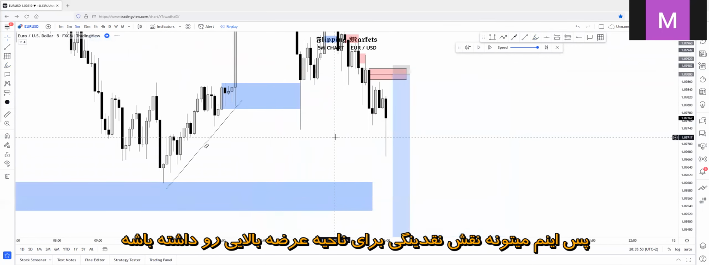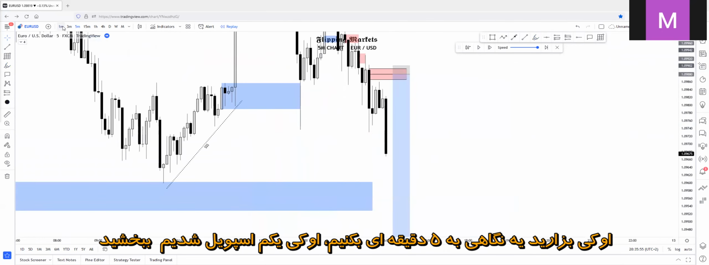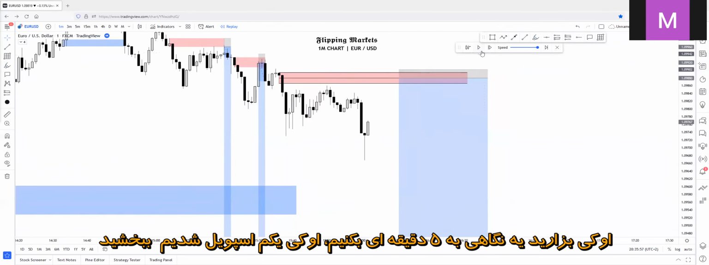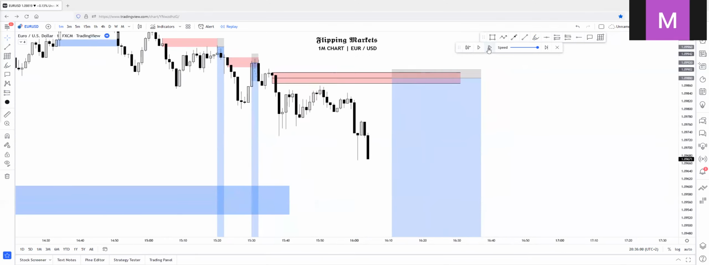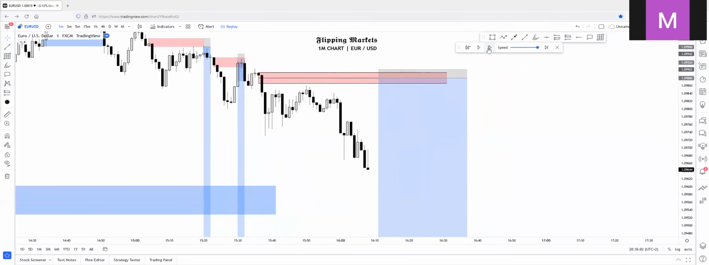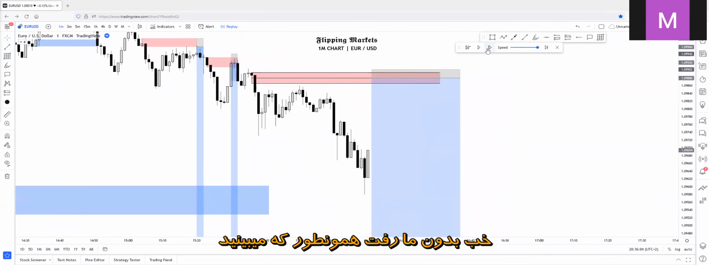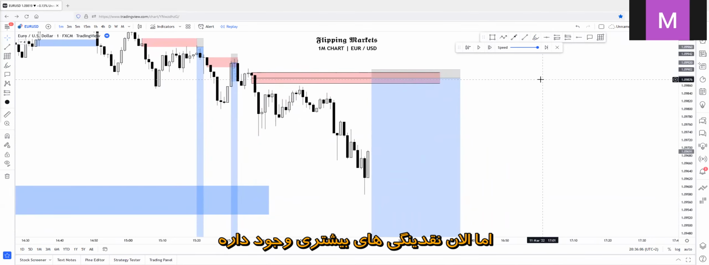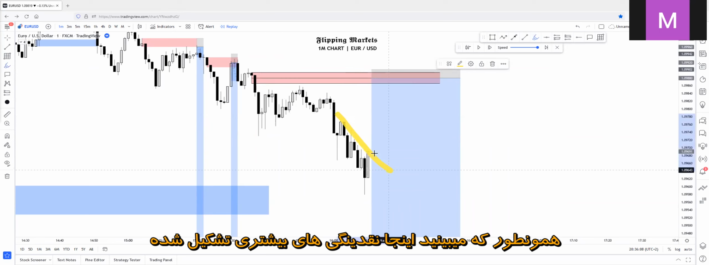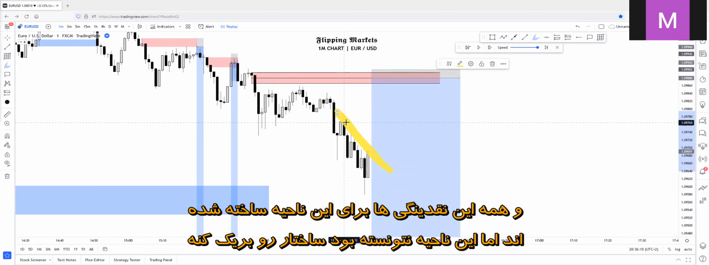Okay, and let me switch back to the 5-minute chart. Okay, that was actually a spoiler, sorry. Yeah. Okay, and it left without us, as you can see. But there's more liquidity here, as you can see. And all of this liquidity has been built up for this zone.